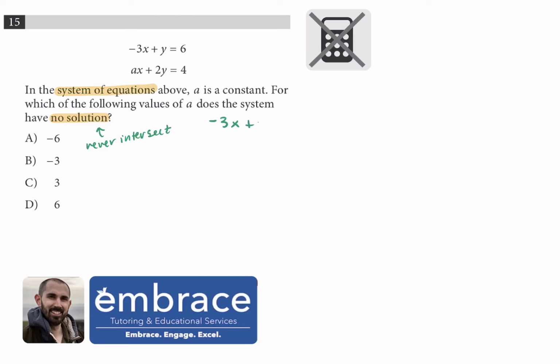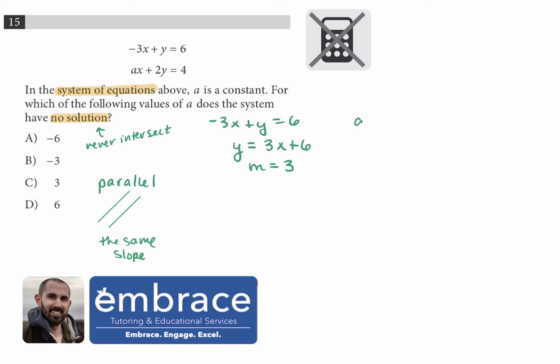We have negative 3x plus y equals 6. Now, if we're thinking graphically speaking, two lines that will never intersect have to be parallel. So parallel lines are two lines that have the same slope. And because they have the same slope, they'll never intersect. So what I'm looking for is what the slope of this line is. So if I add 3x to both sides, I get y equals 3x plus 6, and I've identified that the slope of this line is 3.